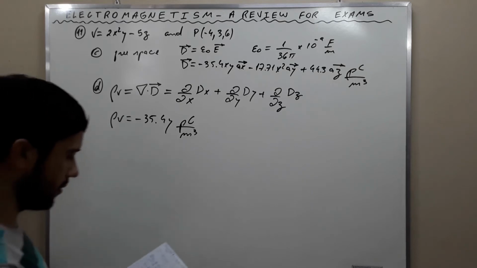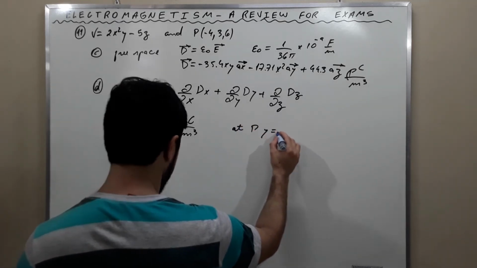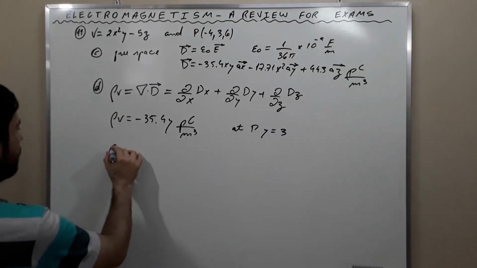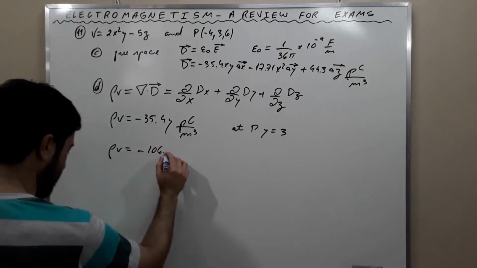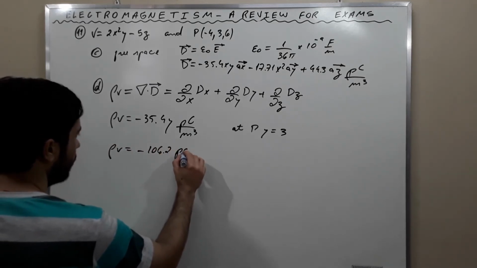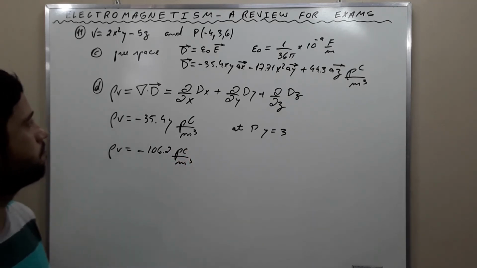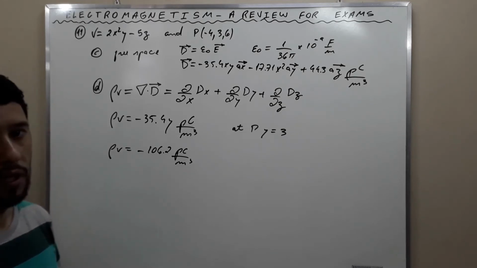And at P, y is equal to 3. And then the volume density of charge is equal to negative 106.2 picocoulombs per meter cubed. All right? Is everything okay? Did you understand everything?